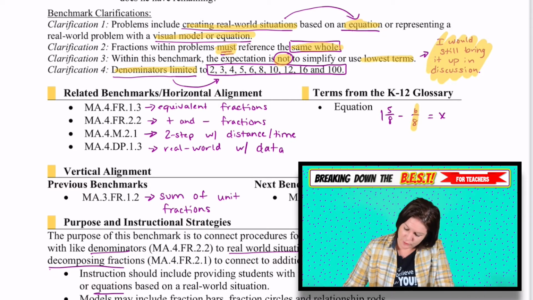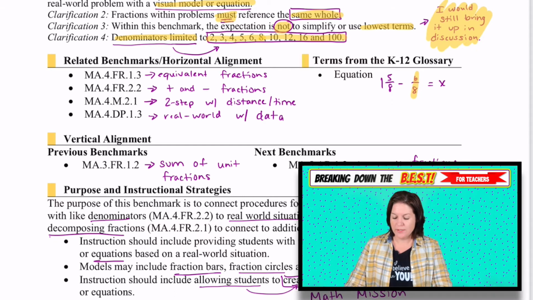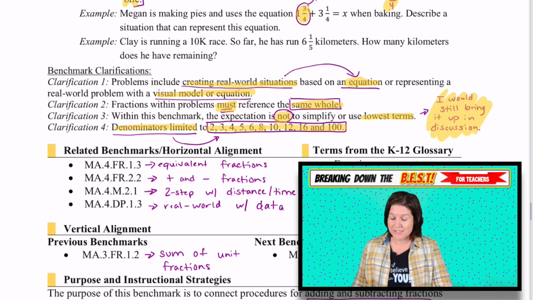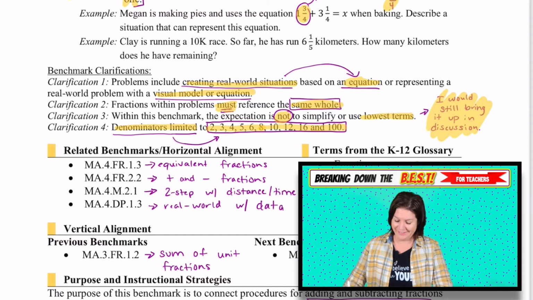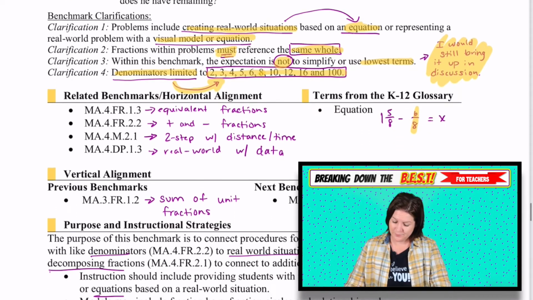Denominators are limited to 2, 3, 4, 5, 6, 8, 10, 12, 16, and 100. So be careful with any of the other resources that you might be using. I've caught a couple. Honestly, I don't know if it was in this particular standard, but I've even seen some examples in this document where the denominators don't line up with that limitation. So just keep in mind what your limitation is. If you see a fraction that has 7 as a denominator, put it aside or change it out with another denominator, okay?